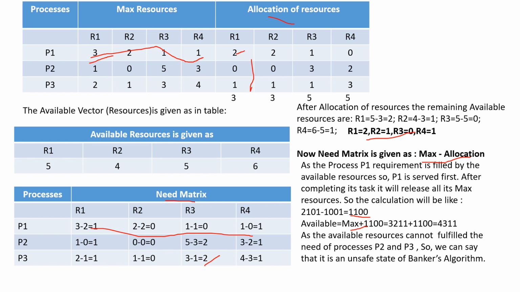It will not fulfill the need of processes P2 and P3. Why? Because the need of process P2 for resource R3 is 2, and in the same way process P3's need for resource R3 is 2, but the available R3 resource is only 1, so it cannot be satisfied. So this is an unsafe state of the deadlock avoidance algorithm called banker's algorithm. There is a chance that there will be a deadlock over here. So this is about the unsafe state of banker's algorithm.